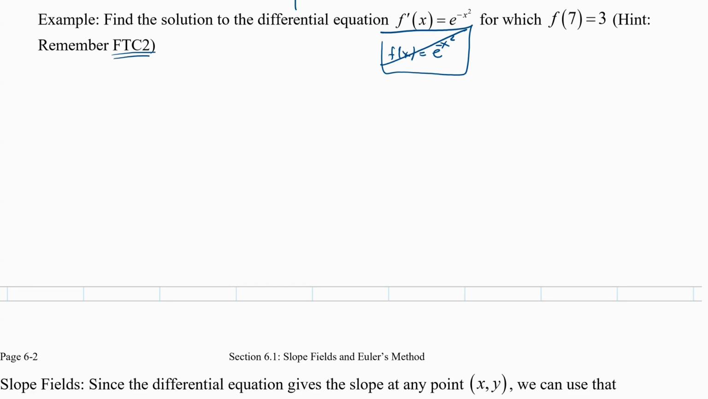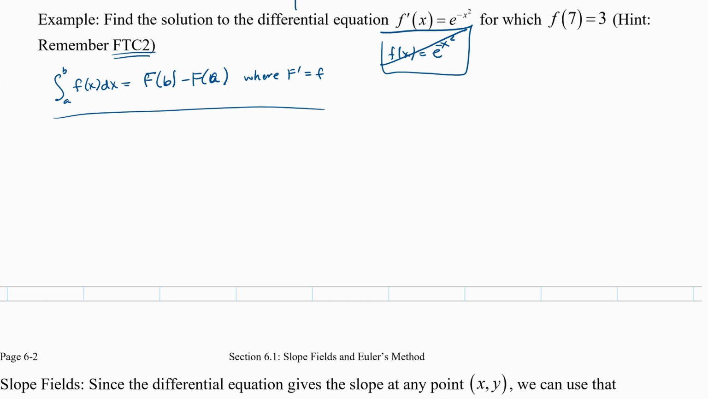Well, it says here to remember FTC Part 2. Well, there's a couple different versions of FTC Part 2. The one that we're most familiar with is that the integral from a to b of f of x dx is equal to big F of b minus big F of a, where big F prime is little f, i.e., big F is the antiderivative of little f. That is one version, but the one that we're going to use for this looks like this. F of x is equal to f of a plus the integral from a to x of f prime of t dt.